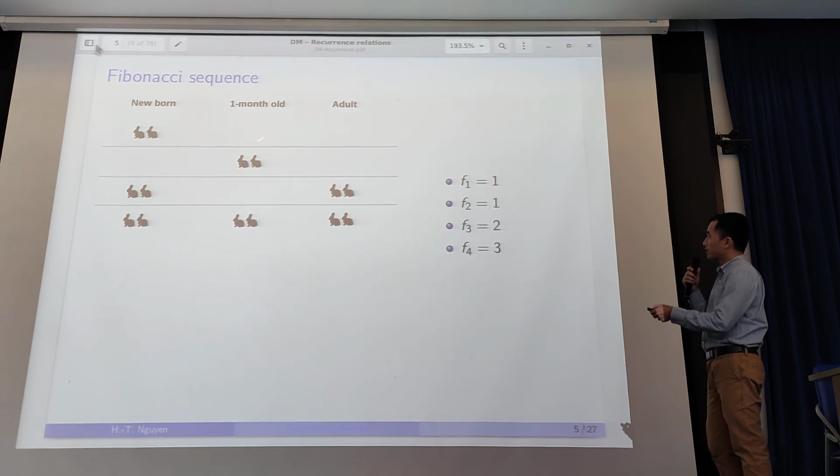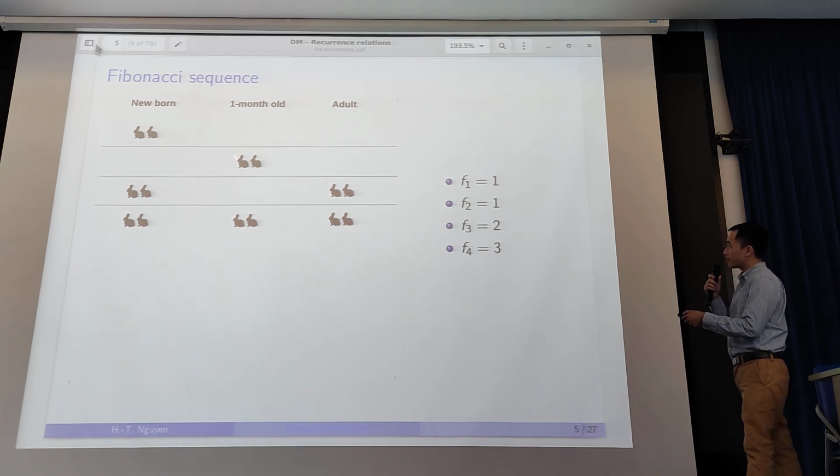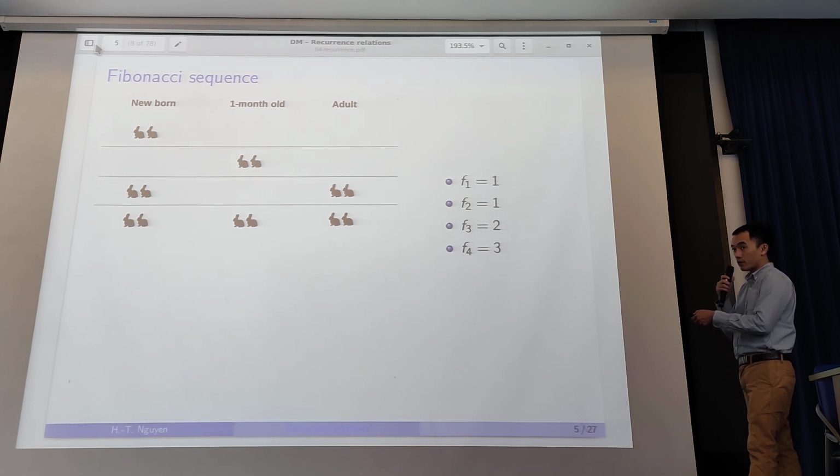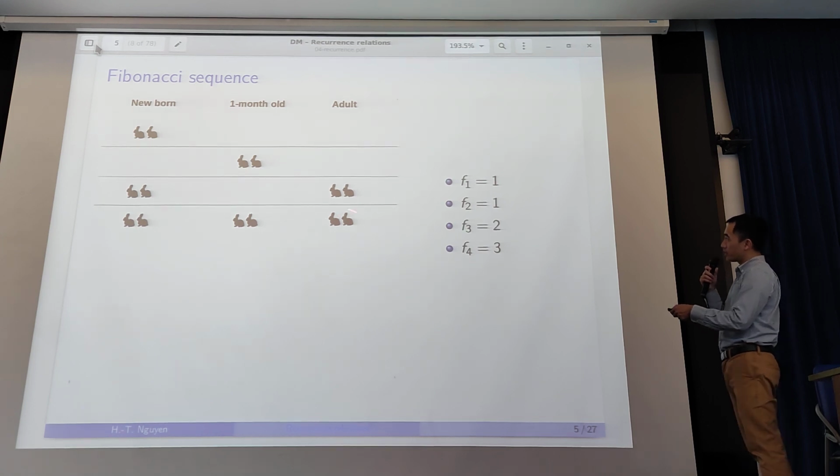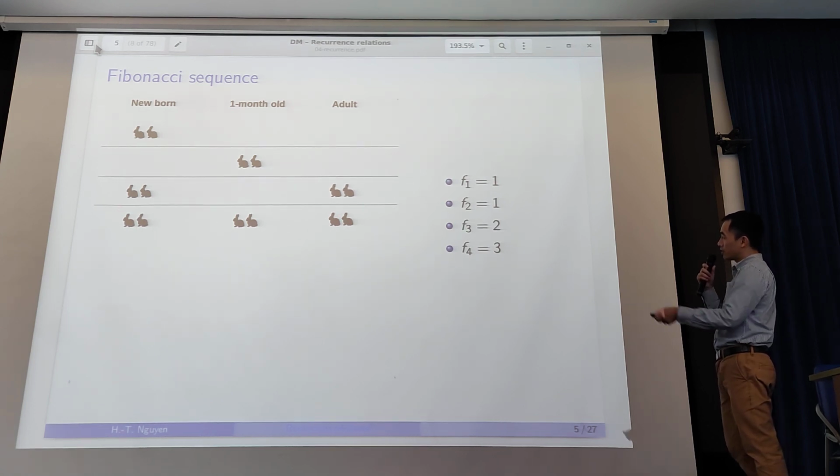So I repeat. For example, in this month, after 1 month, this pair moves over here, and then we make a copy of this pair here. For the next month, this pair moves here. There's nothing here, so you have no new adult pair of rabbits here, but you still make a copy of what is here to here.